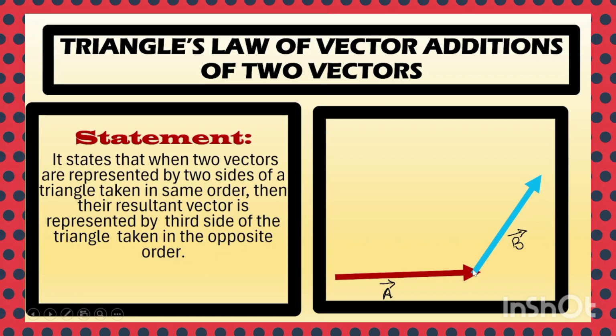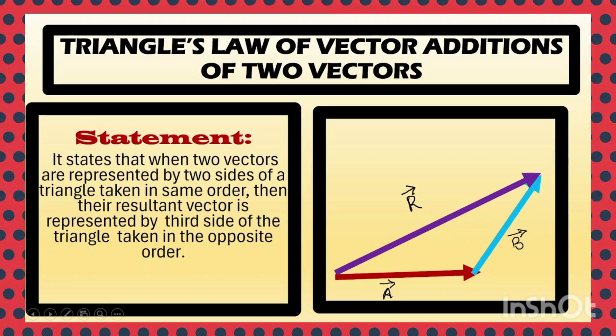When the tail of the second vector is connected to the head of the first, initial vector, we say the vectors are in the same order. There is another vector connected, R. Here you see the tail of the vector R is connected to the tail of the initial vector A, and the head of the vector R is connected with the head of the terminal vector B. So we say the vector R is in the opposite order.